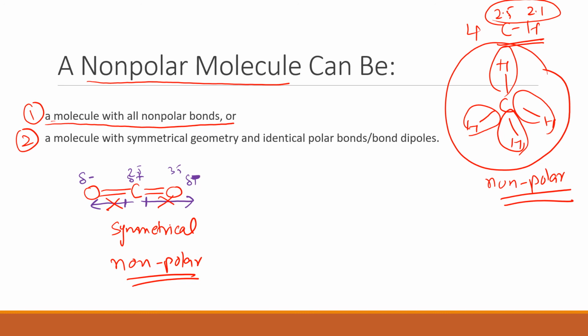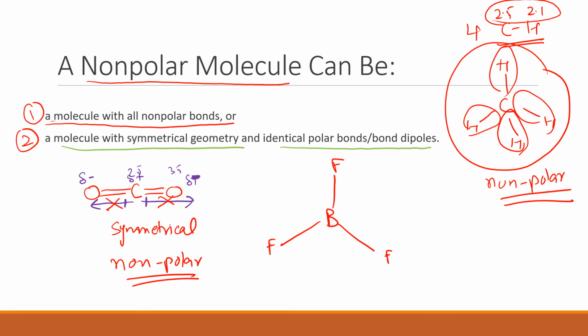So therefore a molecule with symmetrical geometry and identical polar bonds will also be a nonpolar molecule. Another example is if a molecule has a trigonal planar geometry. In that case also, for example, BF3.